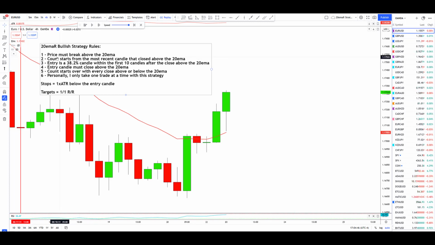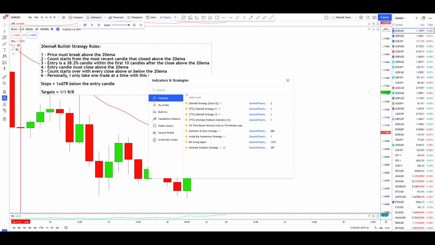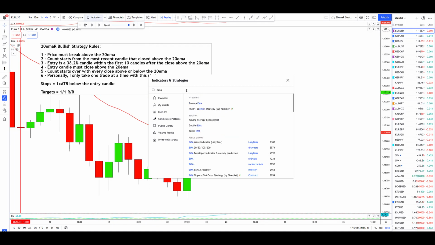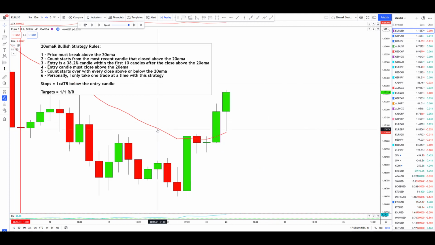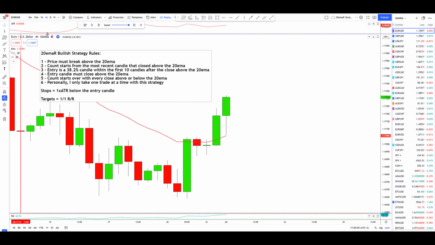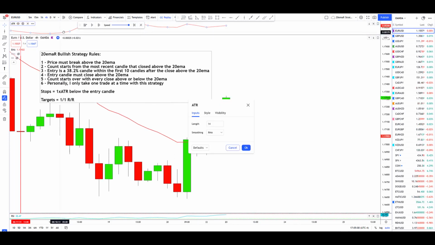So our first rule is price must break above the 20 period moving average, or the 20 EMA. For this strategy, you will need to get out your 20 EMA by going to indicators, typing in EMA. It is an exponential moving average. Click it and ensure that you're set to 20 periods on the EMA. Just as with the other strategy, we will need the ATR indicator on the chart for this one, set at 14. So with that being the case, now you know what you need on your chart.